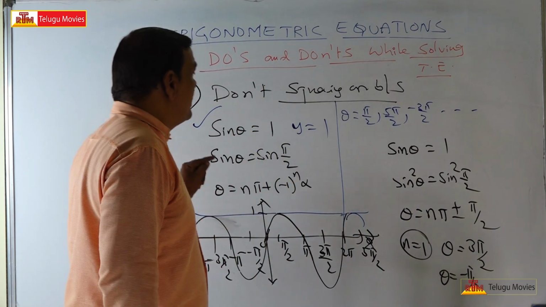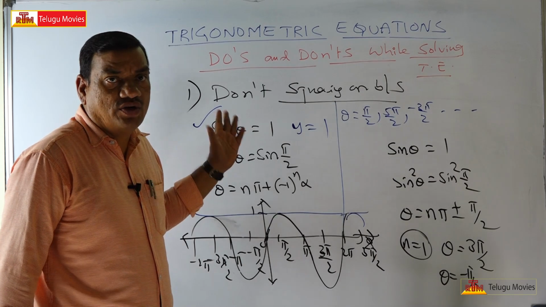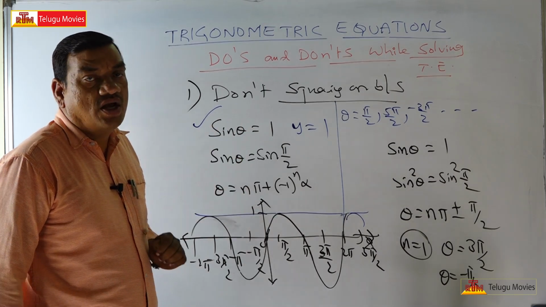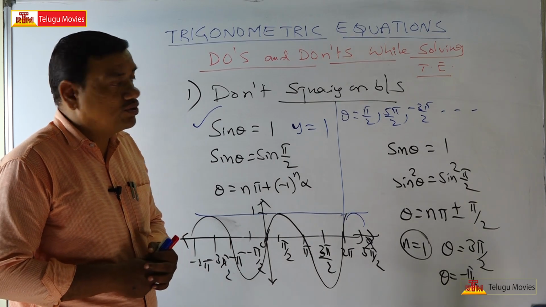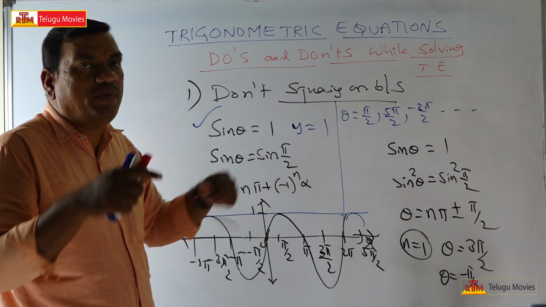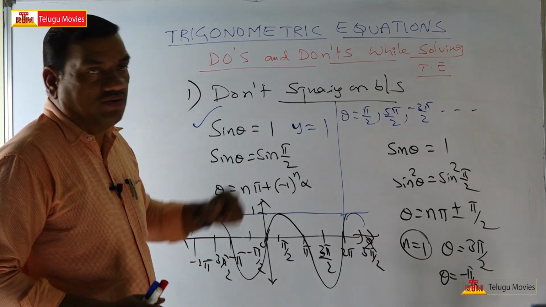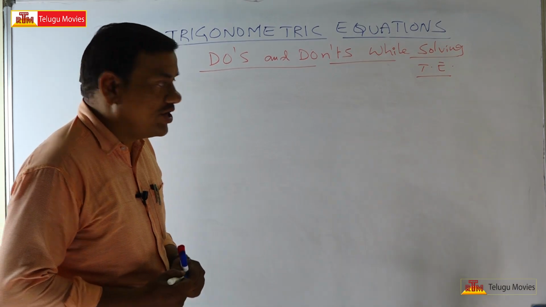So as far as possible, don't square the given equations. Don't square on both sides. If it is possible, then you have to define the domain and everything. I hope that you understand this concept. At the same time, don't cube on both sides either.